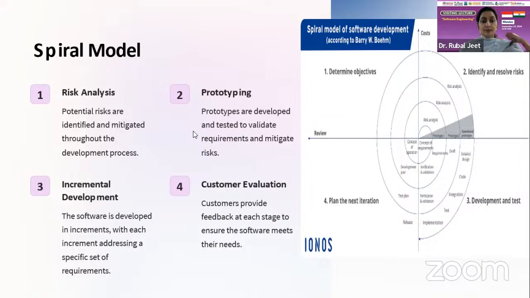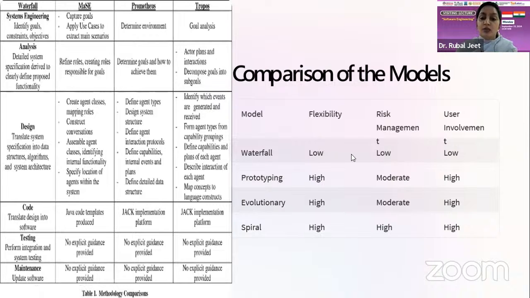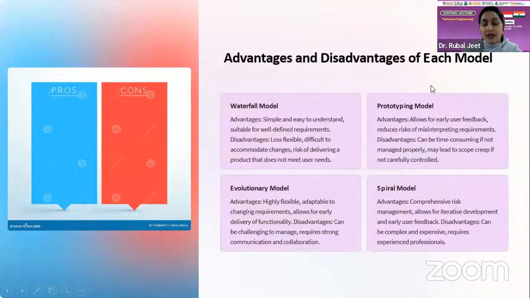Now, this is a comparison between all the models. Waterfall has low flexibility and low risk management. In the prototype model, you have high flexibility and moderate risk. Evolutionary is the same, but the spiral has high flexibility and high risk management, and the involvement is high. These are the advantages and disadvantages.